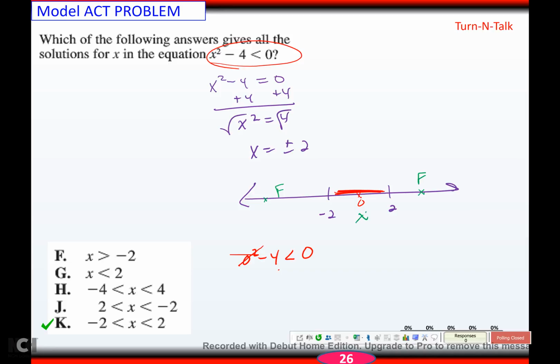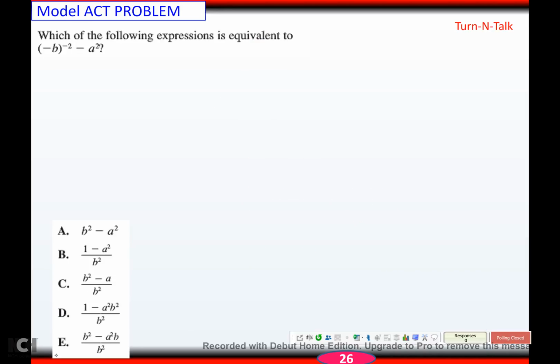So that says my answers are between -2 and 2. And since there was no bar on the original problem, there's no bar there. Okay? All right, try this one. Hit pause. Come back when you're ready.